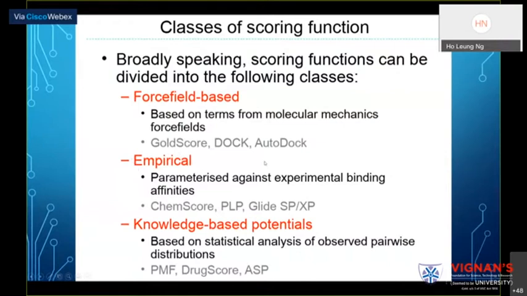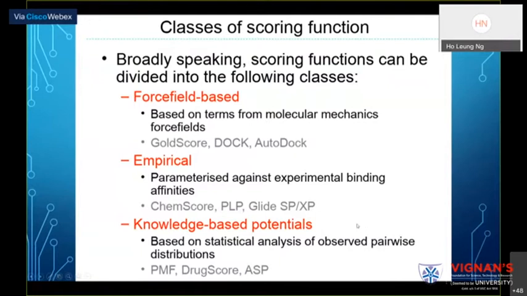Another way to do this is, instead of using physics-based parameterization, we use empirical parameterization. We use a model that's somewhat physics-based, but we parameterize certain constants against data sets from experimental binding affinities. And in general, this tends to be the most effective way, especially combining it with the force field-based models.